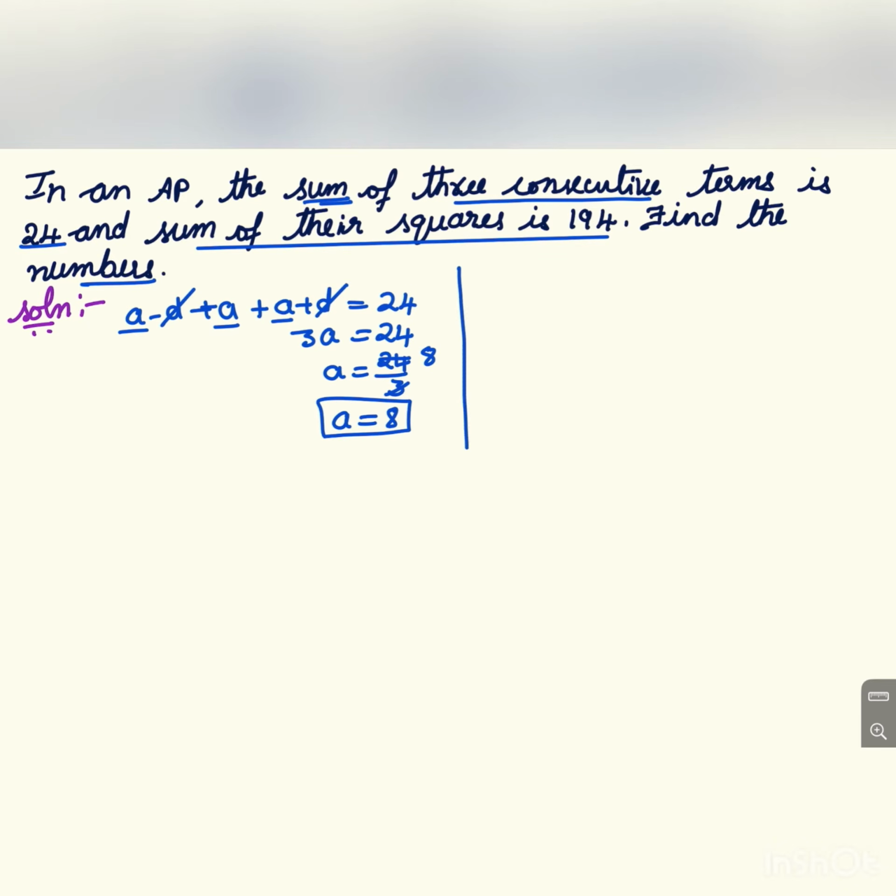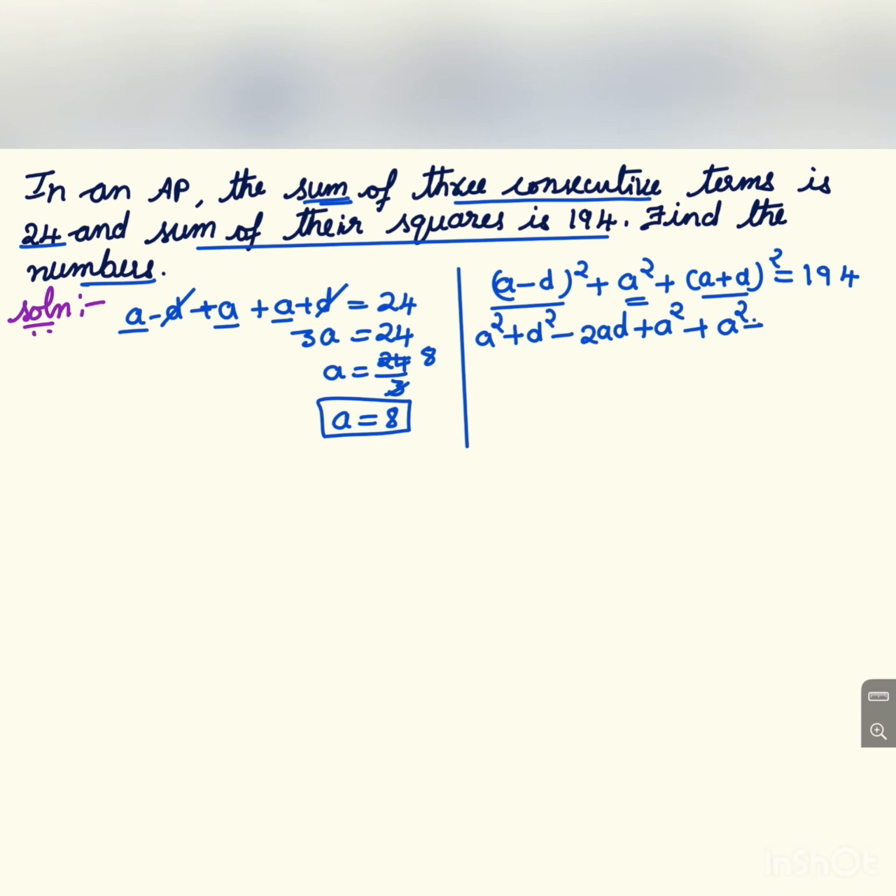Now, they have given that the sum of their squares, that is (a minus d) whole square plus a square plus (a plus d) whole square, is equal to 194. For (a minus d) whole square, we can apply the (a minus b) whole square identity: a square plus d square minus 2ad, plus a square itself, then (a plus d) whole square, that is a square plus d square plus 2ad, is equal to 194. Plus 2ad and minus 2ad can be cancelled.